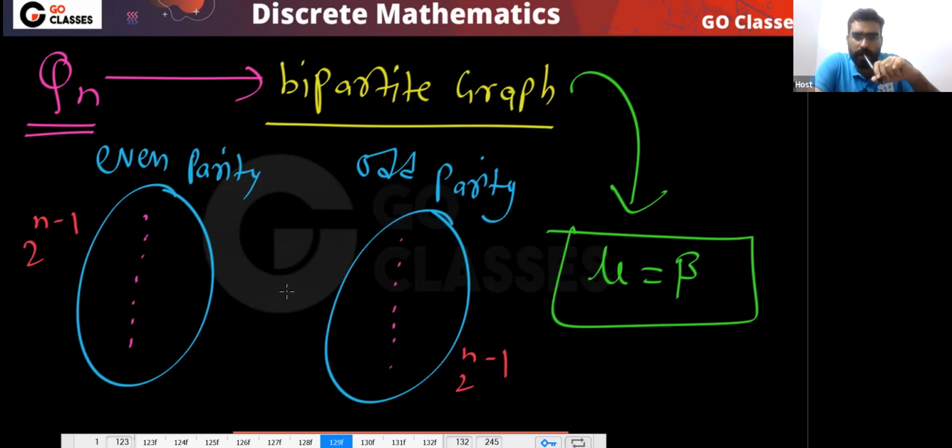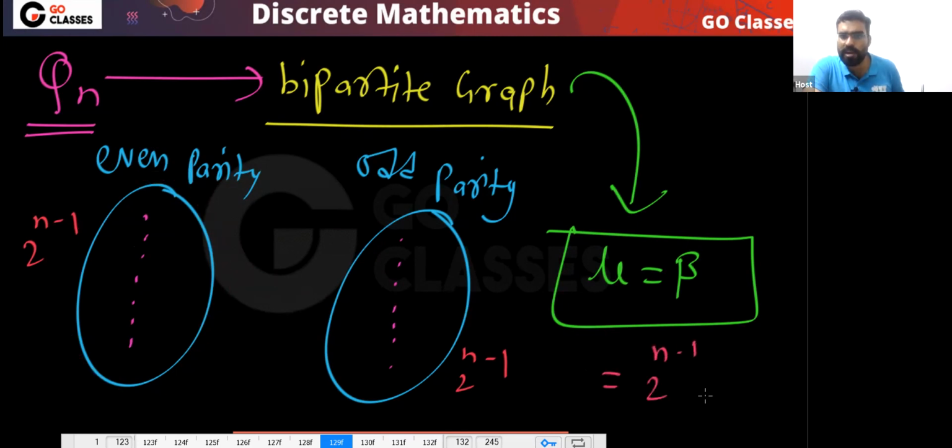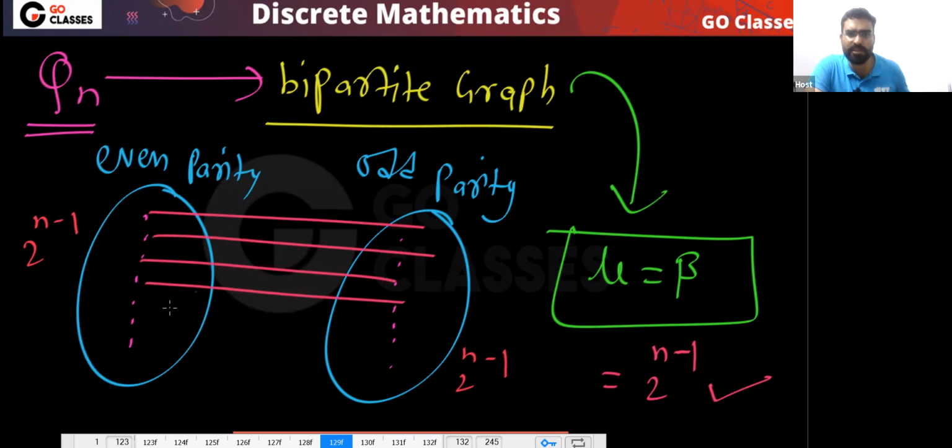Okay, and what is the vertex cover? What can I say about vertex cover? This will be the vertex cover, yes or no? So finally here I can say 2 power n minus 1, because both will be the same. Or you can create this type of matching. Okay, so this is the idea.